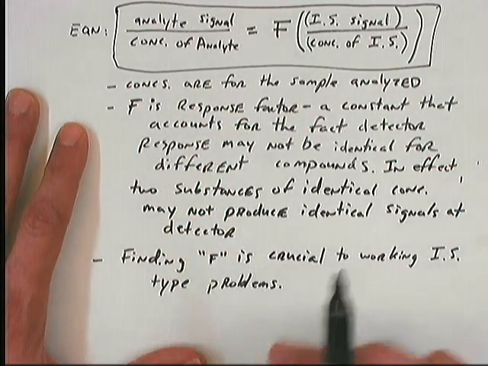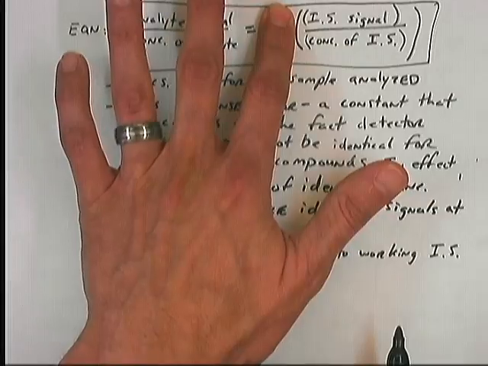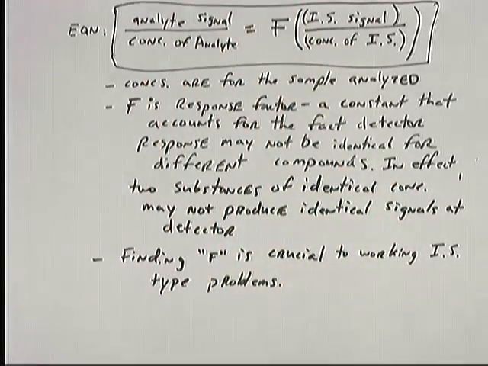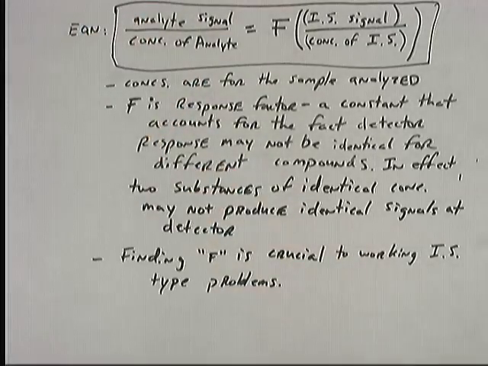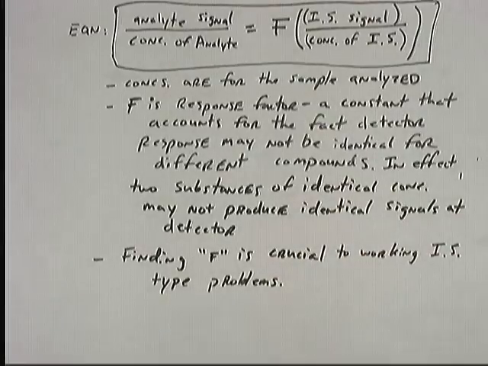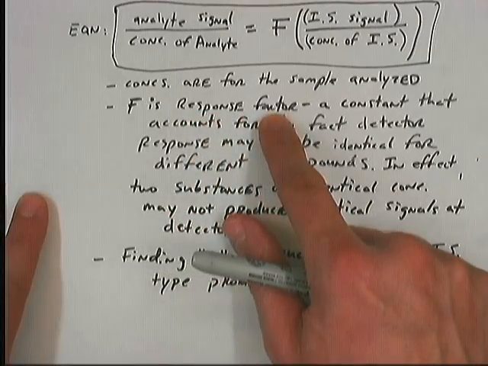Now, if our detector was equally sensitive to the analyte and the internal standard, in other words, if we had equal concentrations of analyte and internal standard, F would just be 1 and it wouldn't be there. Okay, it would just go away. But in most cases, detectors have a bias towards one substance compared to the other. In other words, the sensitivity of that detector is not equal for two different substances, okay? It might be more sensitive towards the analyte. It might be more sensitive to the internal standard. We don't really know. So we have to introduce this term F, which is called the response factor.